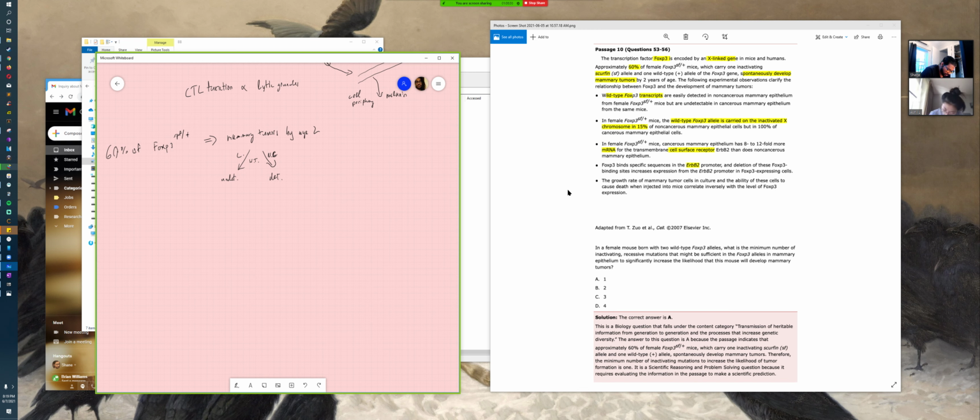Okay. Let me use another color. So for the non-cancerous ones, 15% is on the inactive X chromosome. For the cancerous ones, 100%, I guess. All right.